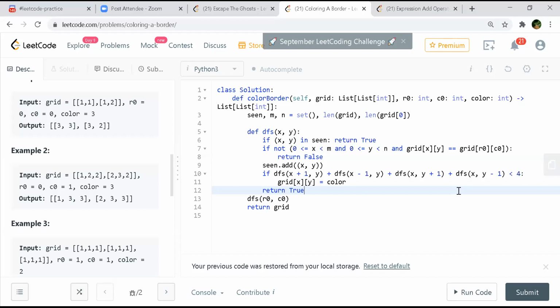Like, for example, R0 C0 is 1, and it has all zeros in all the directions. So in this case we get 0 in line 10. All the 4 directions are 0. So now there is only one element, and it is a border, so we need to update that with something else, like 2.